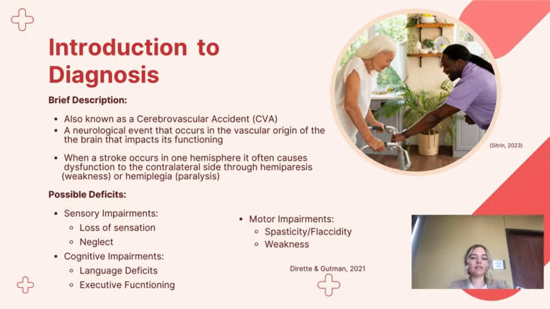Introduction to the diagnosis. A stroke is also known as a cerebral vascular accident, or CVA. A stroke is a neurological event that occurs in the vascular origin of the brain that impacts overall functioning. When a stroke occurs in one hemisphere, it often causes dysfunction to the contralateral side or opposite side through hemiparesis, also known as weakness, or hemiplegia, also known as paralysis.